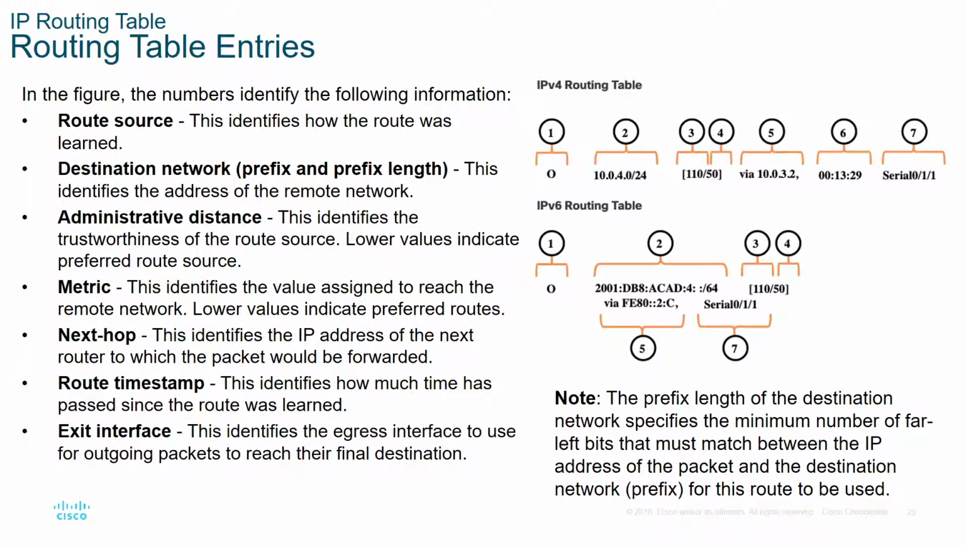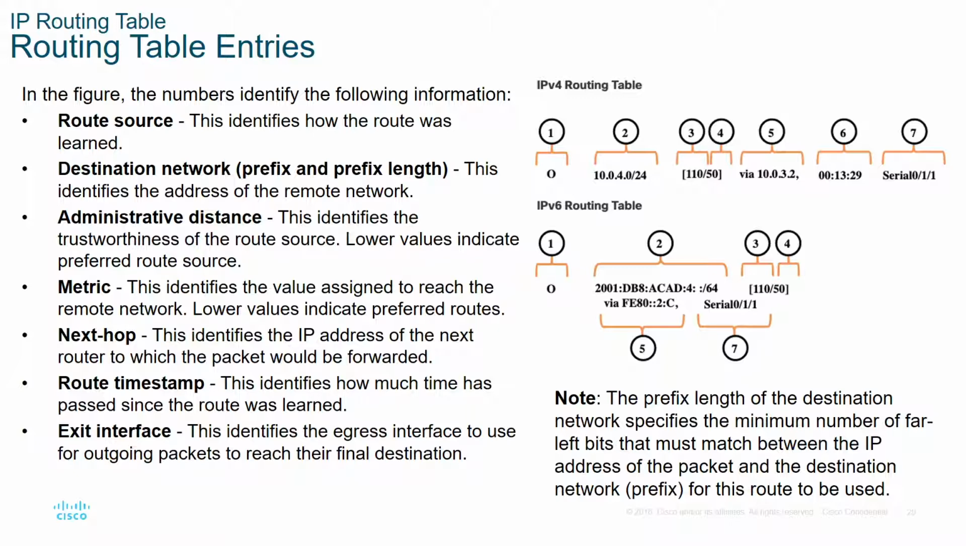Routing table entries. In the figure shown here, the numbers identify the following information. 1. The route source. This identifies how the route was learned. 2. Destination network, prefix and length. This identifies the address of the remote network. 3. Administrative distance. This identifies the trustworthiness of the route source. Lower values indicate preferred static route or route source.